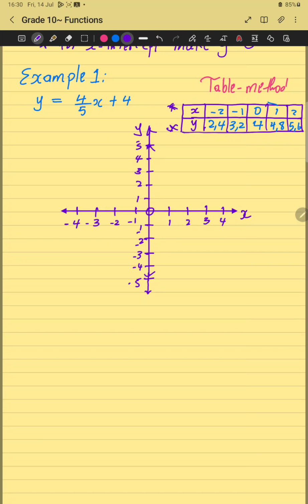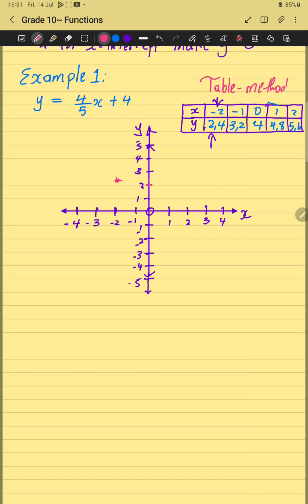Then we sketch. So when we sketch the graph, we're going to say when x is -2, y is 2.4. So x is -2 is just over here. y is 2.4. We just go up a little bit looking for that 2.4. So this is 2.4, maybe somewhere here. Alright, so this is the point. And then we check another one. So we just clear this part here. Right, so it's 2 here.